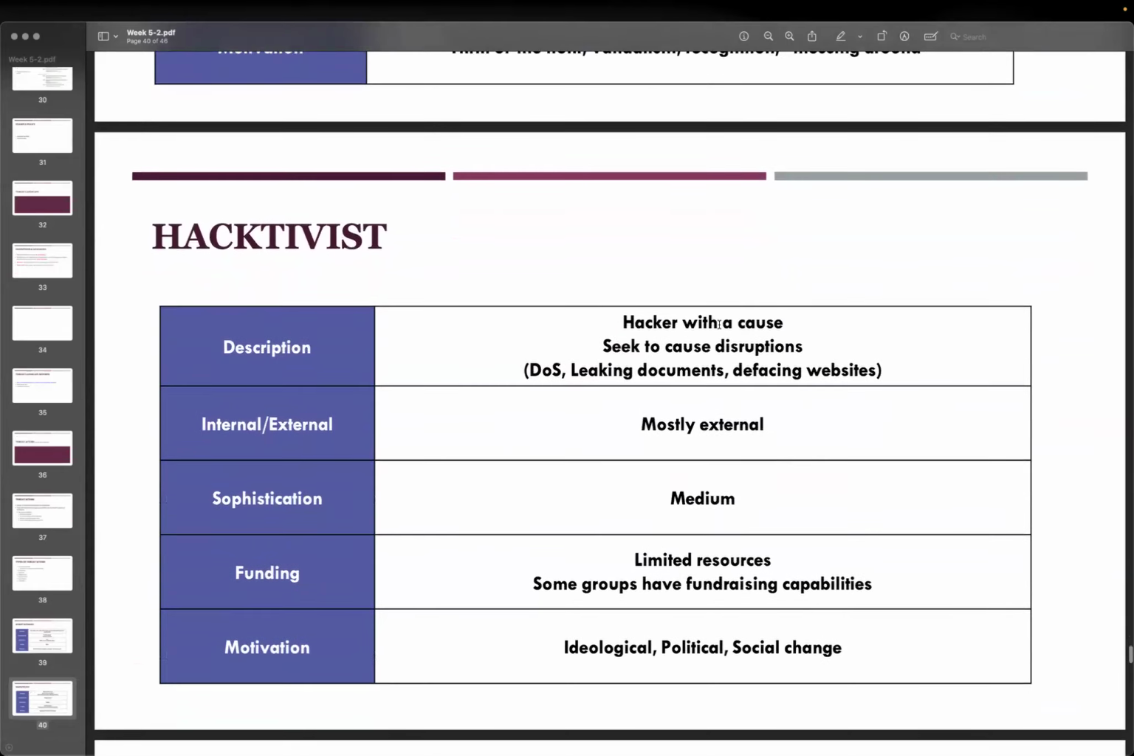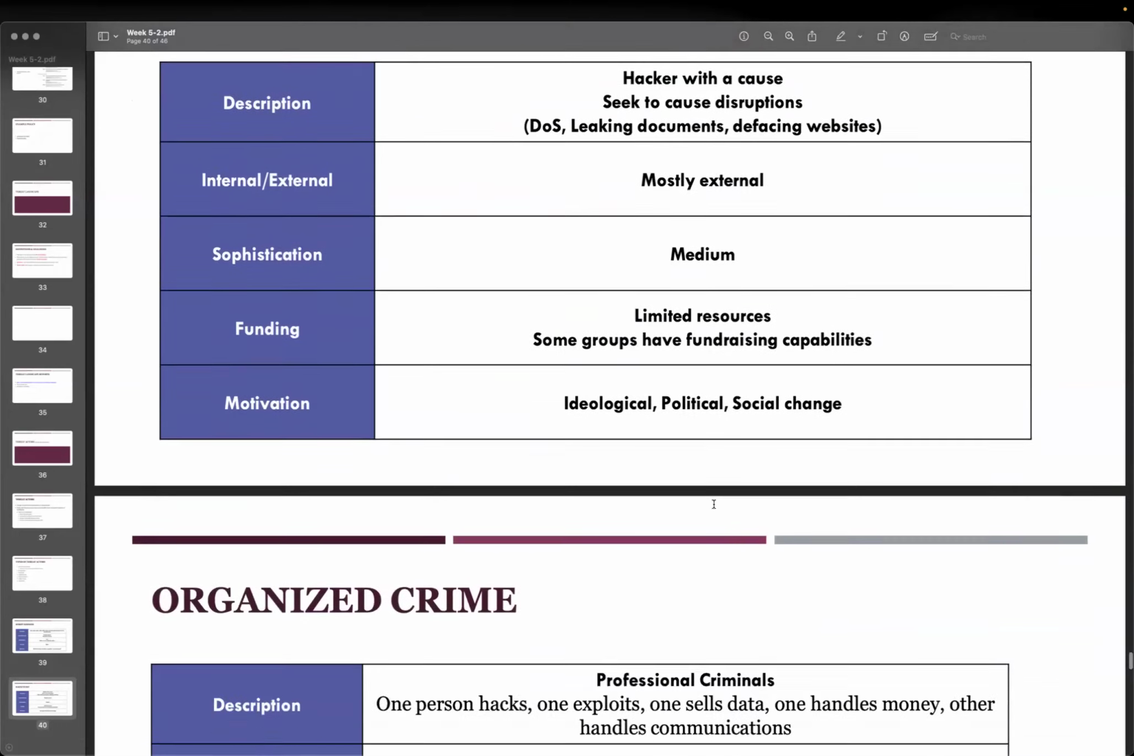Hacktivists are hackers with a cause, seeking something like disruption: DoS, leaking documents, defacing websites. They are mostly external, with medium sophistication, and fundamentally have limited resources, though sometimes they have fundraising capability. Sometimes they want ideological, political, or social change. All of this is possible.